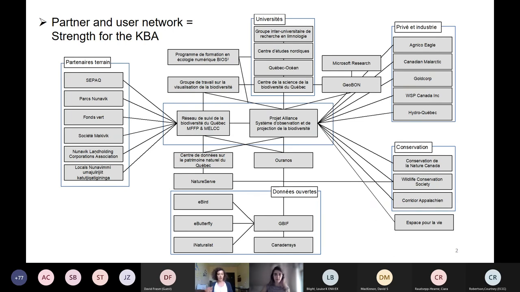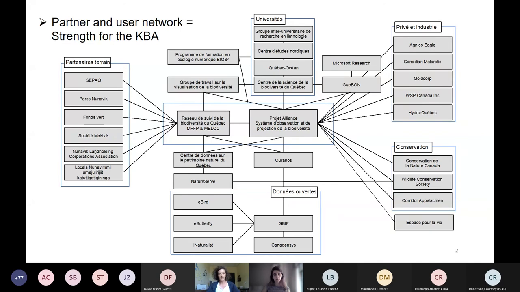So this is the organigram of that network I was talking about, the BDQC network. So there is a central hub, a university-based central hub of the project here in Sherbrooke, founded through an NSERC Alliance program. And there is also another central hub based in the government of Quebec. So those two central hubs work together with a lot of partners.